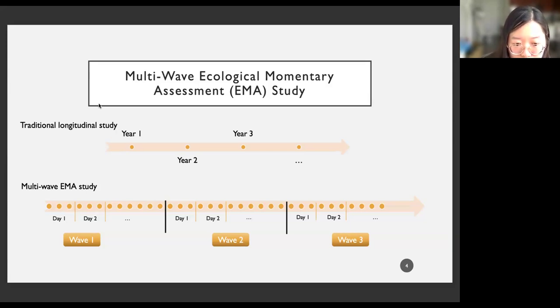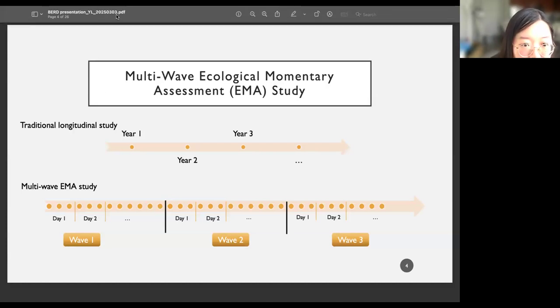And I want to add a note here that our definition of multiple wave is relatively broad. It may refer to waves with long intervals, which require several years to complete, like the traditional longitudinal study, or it can also refer to waves with shorter time intervals between them that are completed within a concentrated period of time, so that it can be finished in several weeks or several months. Those are all in the scope of the current presentation.